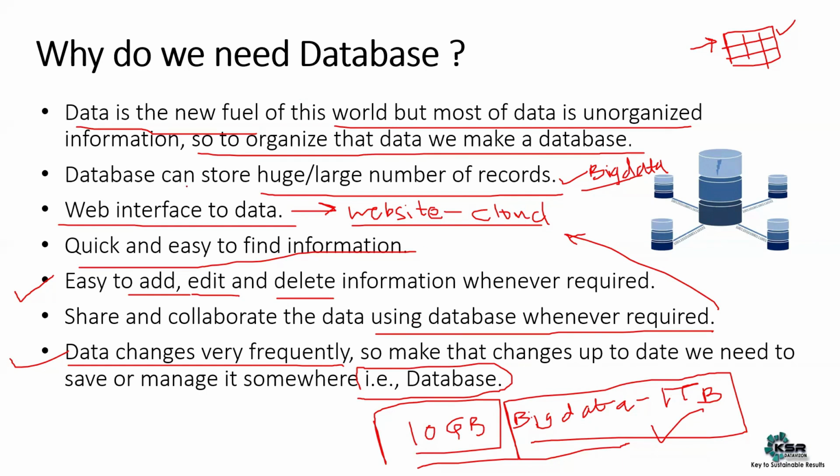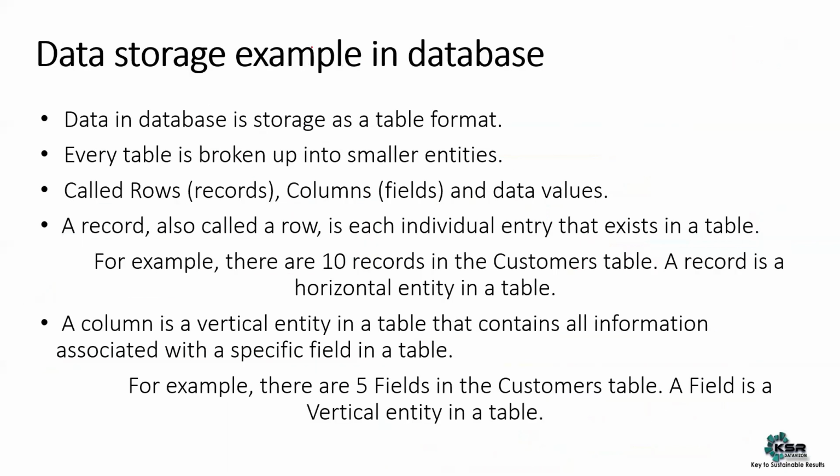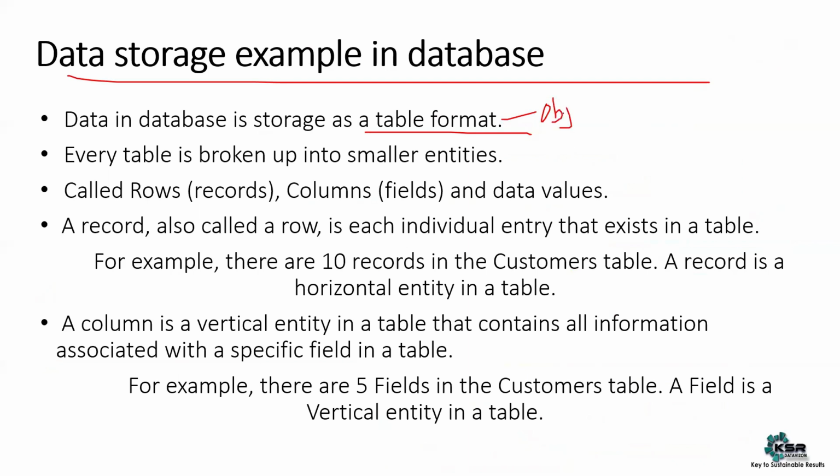We have seen some important reasons to use a database. These are a few important points which make a database more flexible and more reliable to use. Now, going further, an example of how information is stored in the database. We have seen a table format. A table format is where the information is stored. A table is nothing but one of the objects present inside a database. So sometimes a table is called an object. Do not get confused. An object is nothing but a component present in a database.